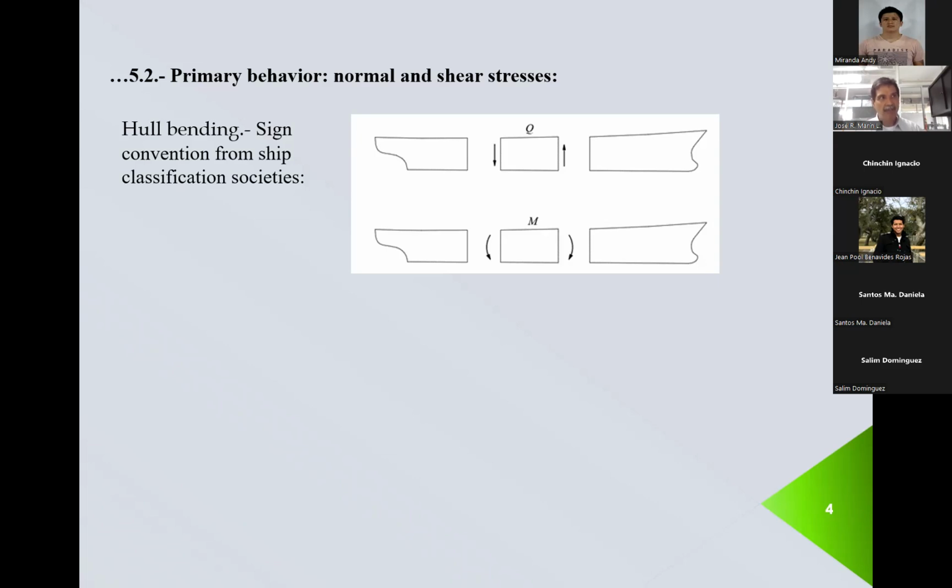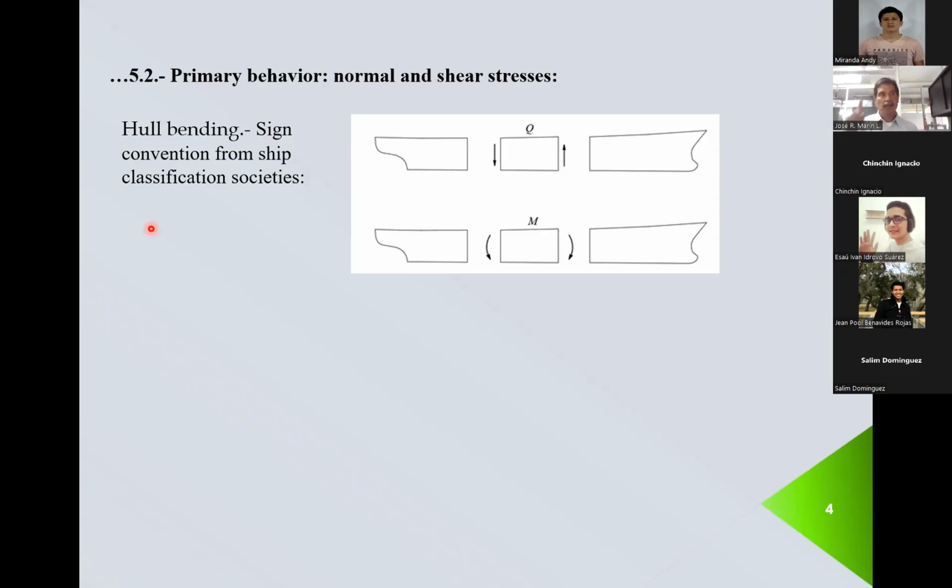Which one coincides with our sign convention in chapter 1? Can you identify which one coincides? The shear force coincides, yes. On the contrary, the bending moment is the opposite. I know it will take a couple of days to get used to it, but we need to work like this. So we have to express the results from the hull bending using this sign convention.